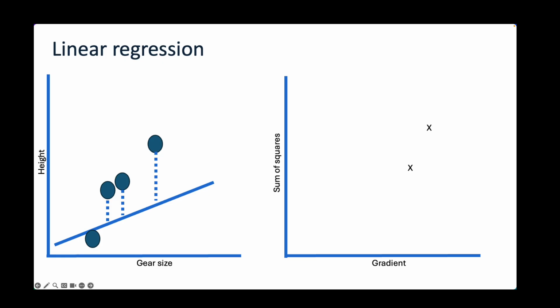So from our earlier linear regression graph, we would produce another graph with the gradient on our x-axis and sum of squares on the y-axis. The gradient is the gradient of the model we are testing. We plot the data points against the current gradient.